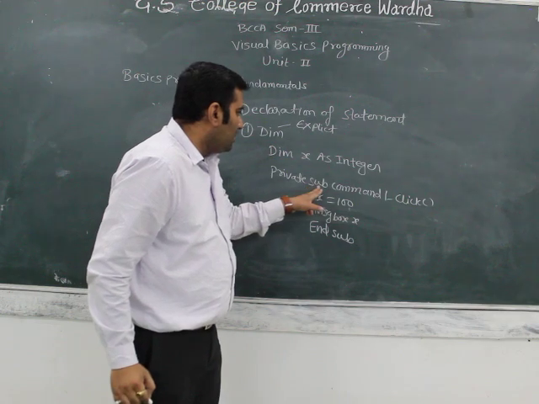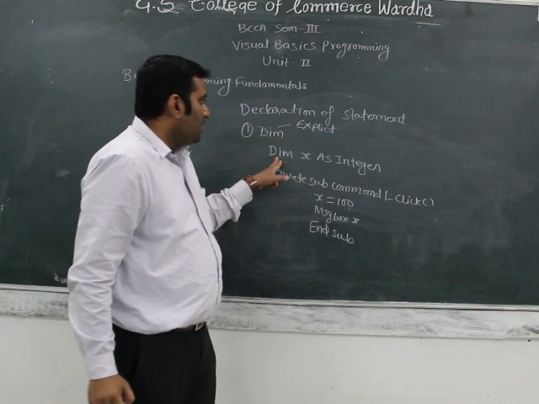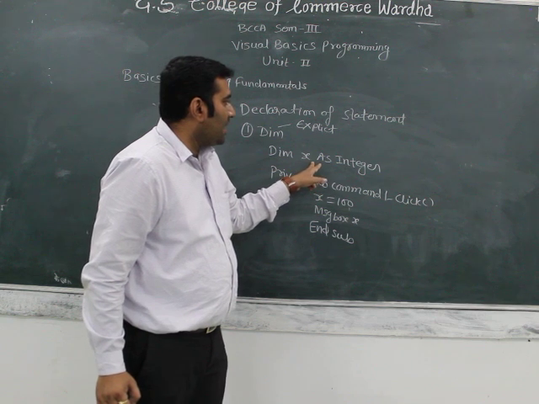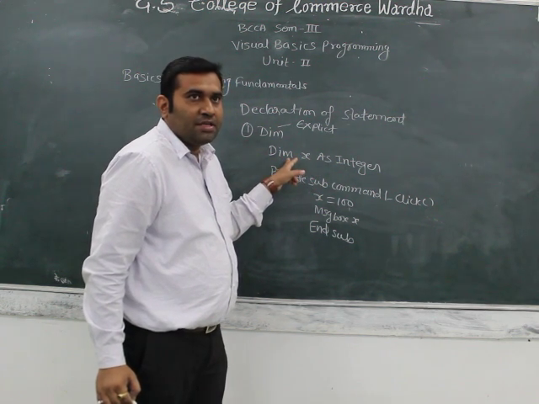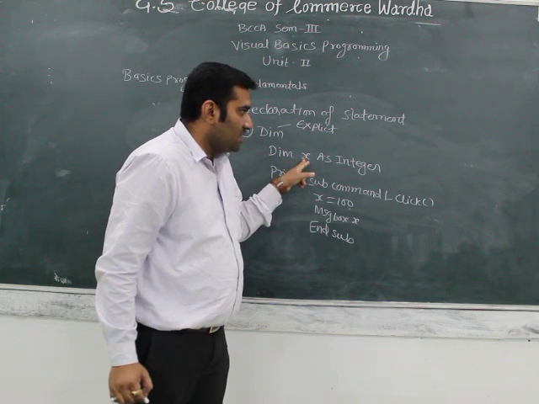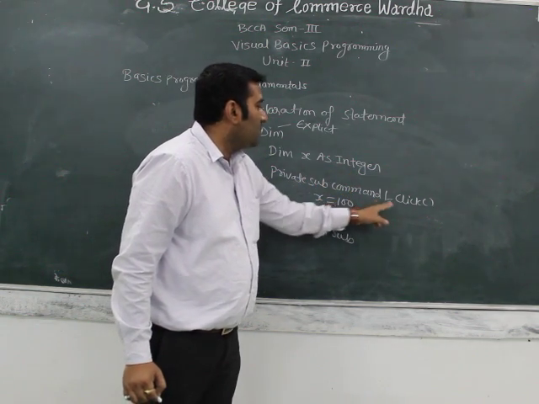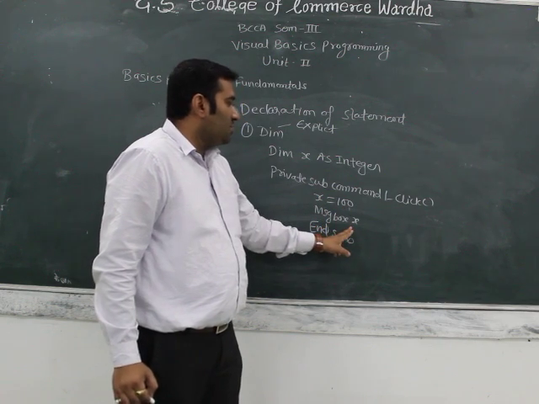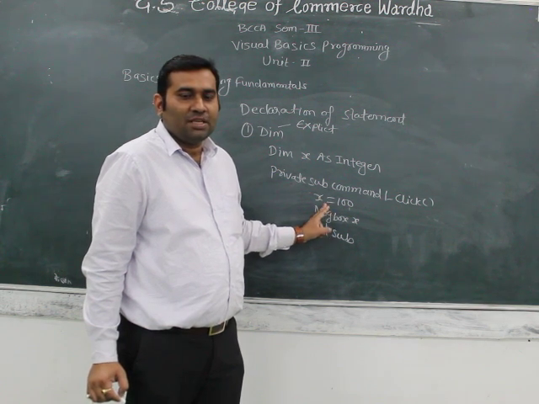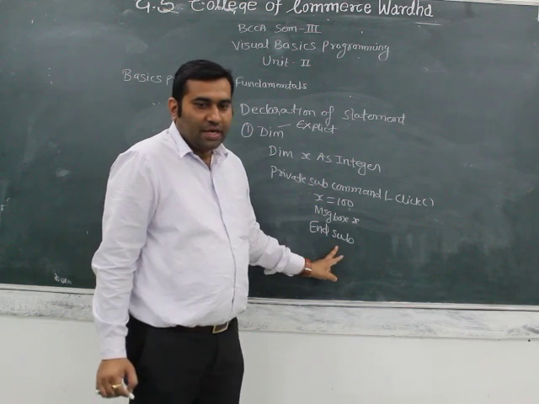This is a private sub. It starts with private sub and ends with end sub. Firstly, declare dim x as integer. Dim is the declaration statement in Visual Basic. Every variable is declared with the dim statement. X is a variable of integer data type. Private sub on the command1 button click event, x equals 100. The message box shows that the value of x is 100, and then end sub. The private sub you created ends with end sub.